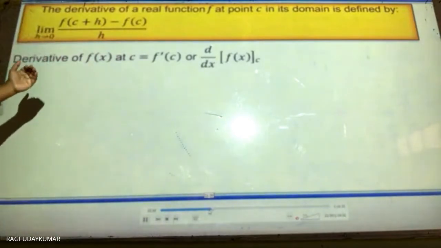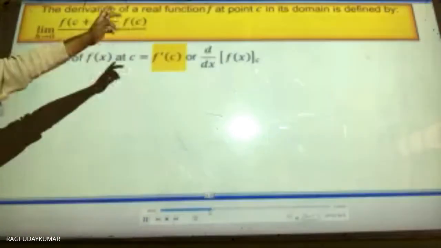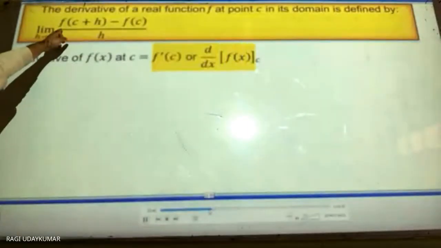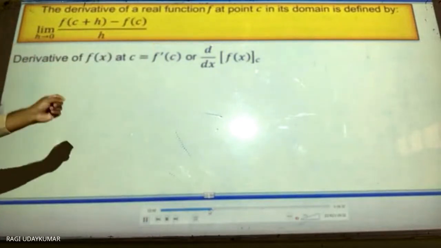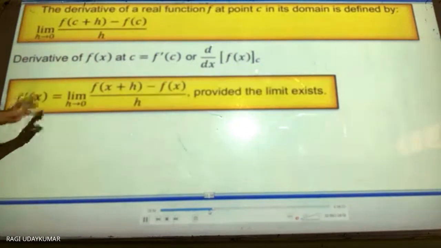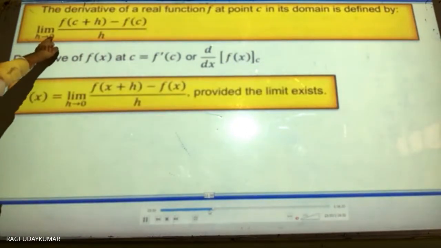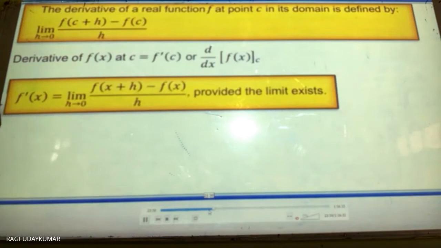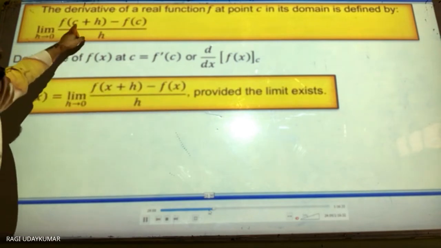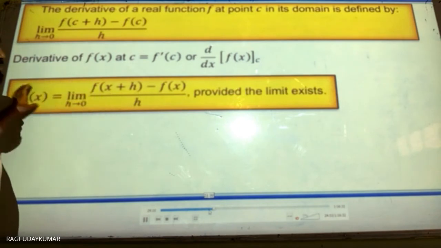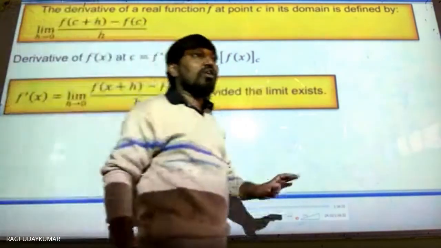So the derivative of a real function f at a point c in its domain is defined by limit h tends to 0 of f of c plus h minus f of c, divided by h. This is called f dash of c. We represent it by f dash, meaning the derivative of the particular function at the point c. This is the derivative of the complete function, where here you have c and there you have x. So this is called the first principle. Usually we call it the first principle.